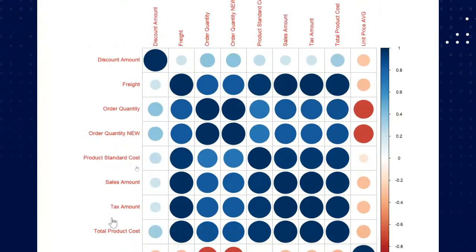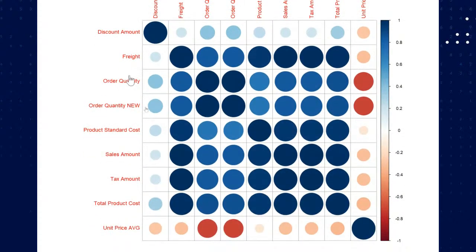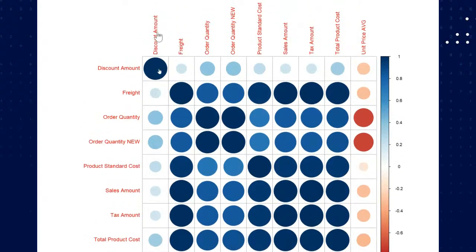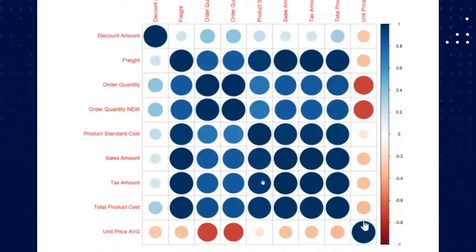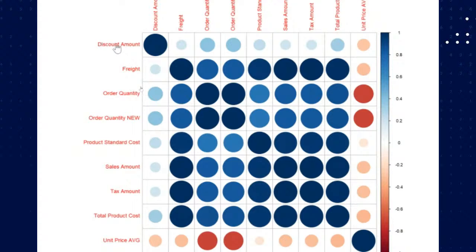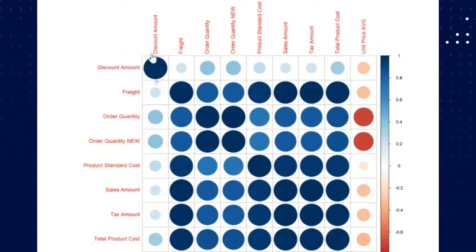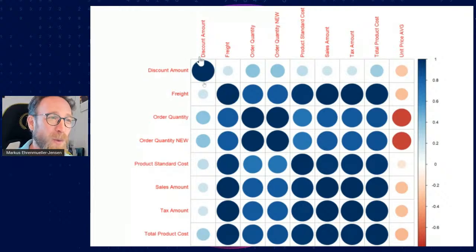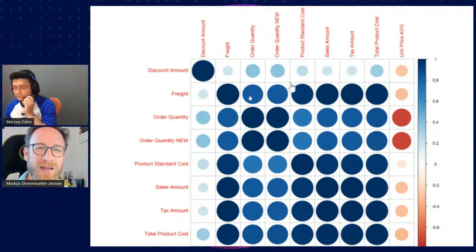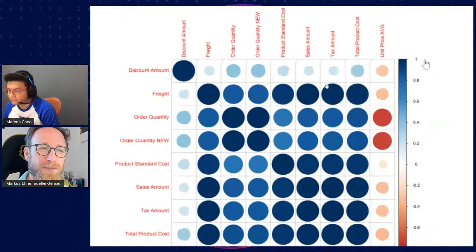So we have all the columns I've chosen, from discount amount down to the unit price, on the lines and also on the columns. So we get combinations of everything. We see these really dark blue dots here in the diagonal, because of course, if the discount amount increases, the discount amount increases. One variable has a very strong correlation with itself, and a big blue dot means that we have a strong correlation of 1.